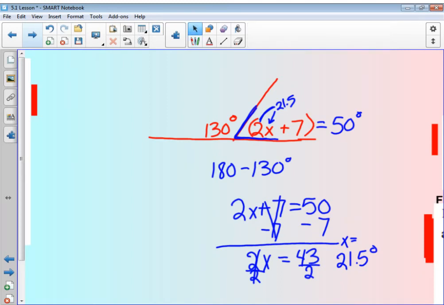So good luck with this, and just remember, supplementary angles equal 180. Complementary start with a C, they equal 90 degrees. Vertical angles are congruent or equal to each other, and they're also across the V of a set of angles. So good luck with this one, guys.